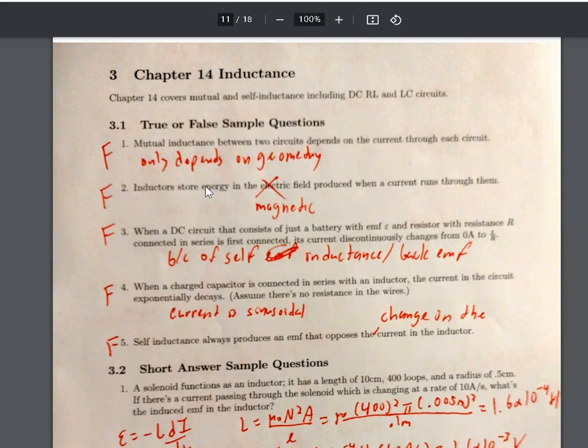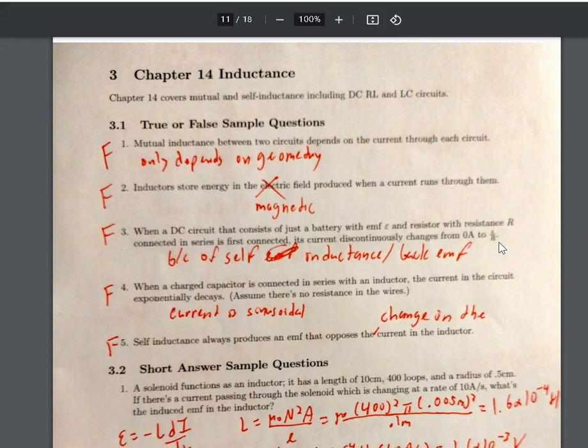All right, now inductors do store energy, but they do it in magnetic fields, not in electric fields. So capacitors store energy in electric fields, and inductors are sort of like the magnetic version of capacitors. Okay, so when a DC circuit that consists of just a battery with EMF epsilon and a resistor with resistance R are connected in series, its current discontinuously changes from 0 to the EMF divided by the resistance.